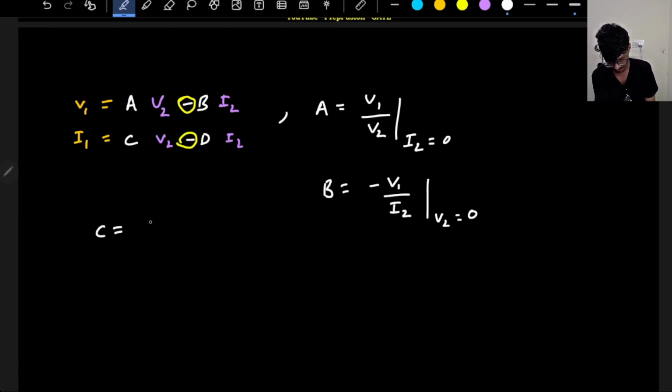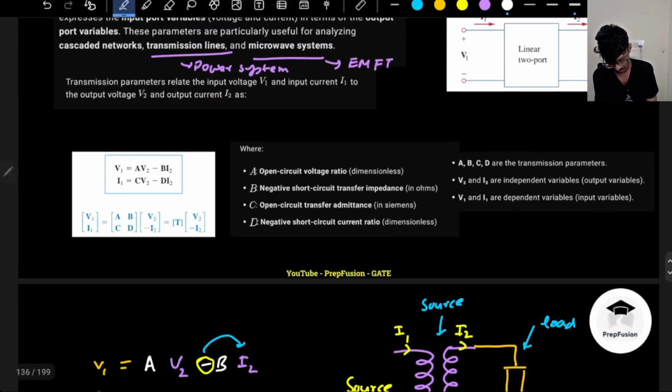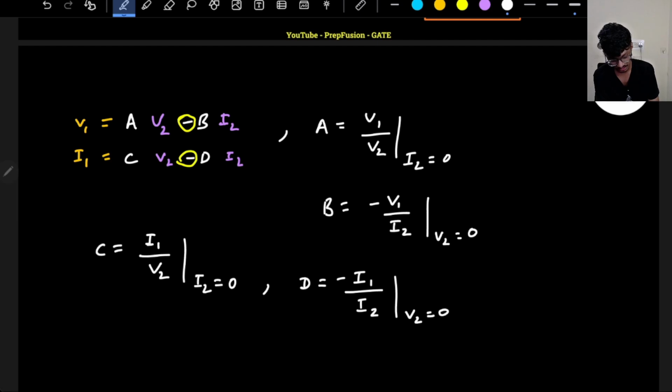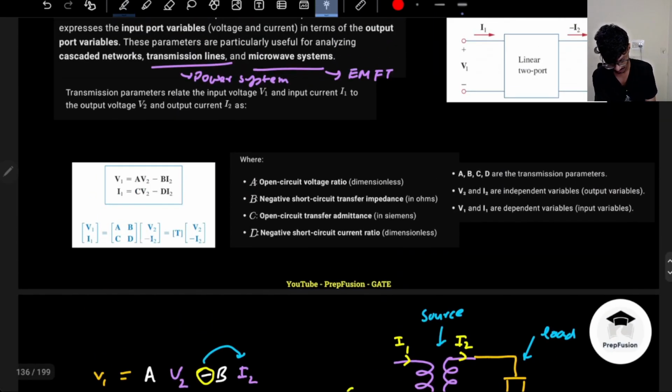C is I1 by V2 when I2 is 0, so it is an admittance. Basically it is the open circuit transfer admittance, in Siemens. The last one is the current gain. D is the negative of I1 over I2, when my V2 is 0, so it is the negative short circuit current gain, or ratio.